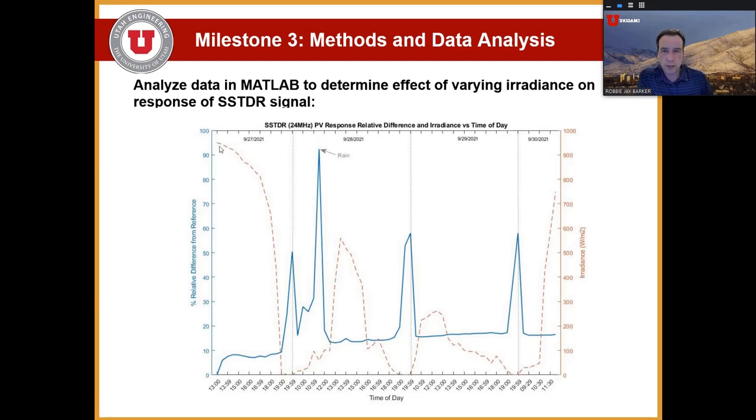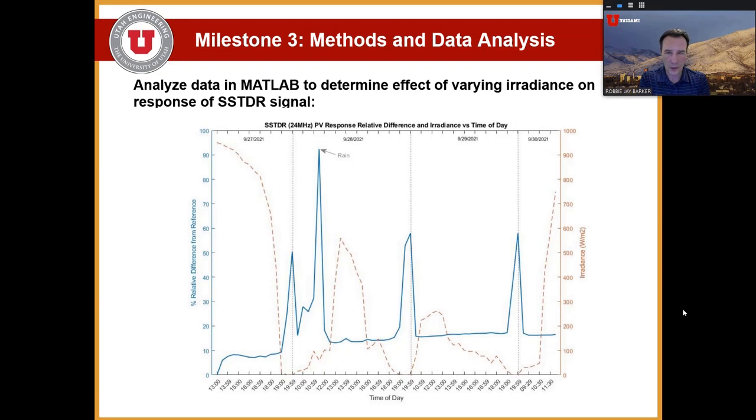And what we noticed is that this irradiance curve in orange varied a lot, but didn't correlate directly with much variance in the SSTDR response, which is shown in the blue curve as a relative error plot. The three smaller spikes are a change in relative error after sunset. And so what we noticed is that there was a difference in response in both amplitude, mostly amplitude, once the panel was completely without illumination.